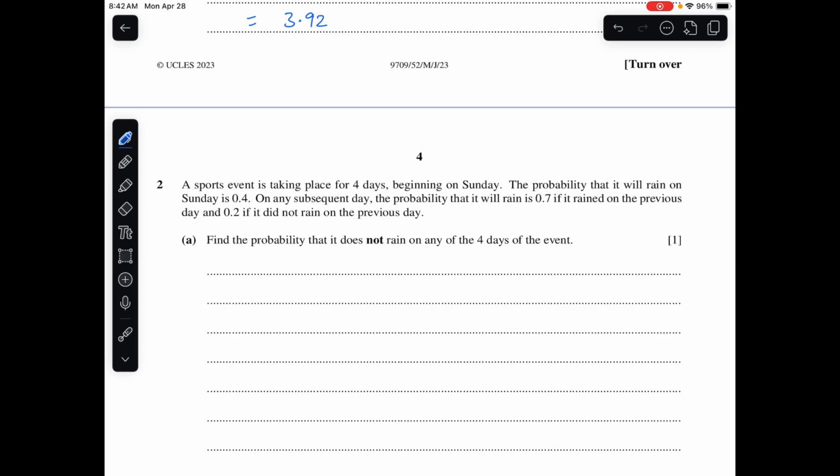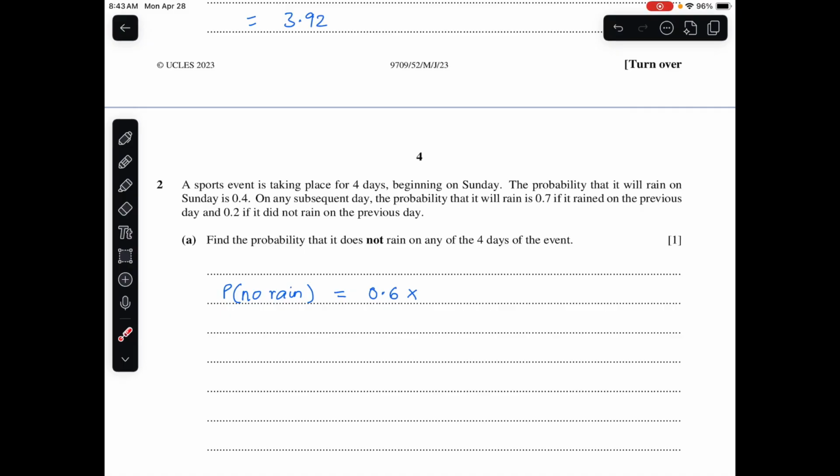So we need to calculate the probability of no rain. Right. So on the first day, what is the probability that it doesn't rain? It starts on Sunday. On Sunday, the probability it rains is 0.4. So obviously, no rain would be 0.6, times.